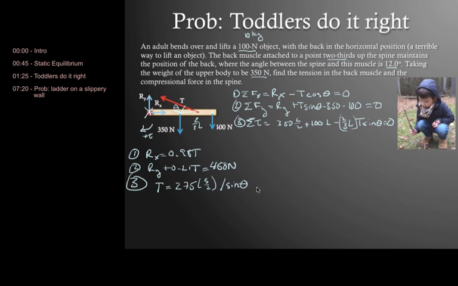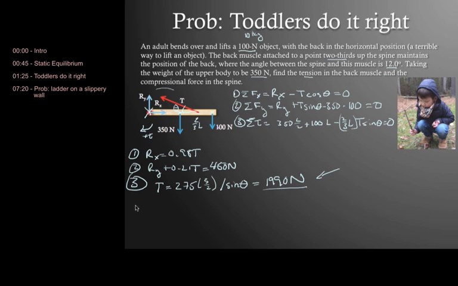Actually, all the L's cancel away. And then I just get 1900 newtons. So with actually one equation, we could find out what this tension on our back is. But if we want to know how much our spine is being compressed, we need to solve for this Rx. So here's the tension on our back. It's quite a bit of force.